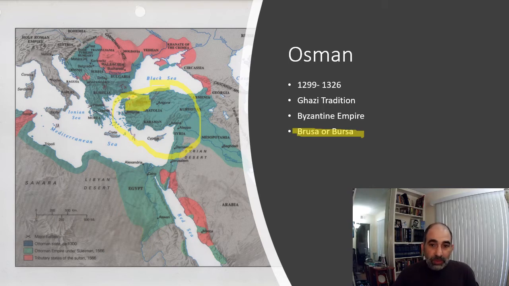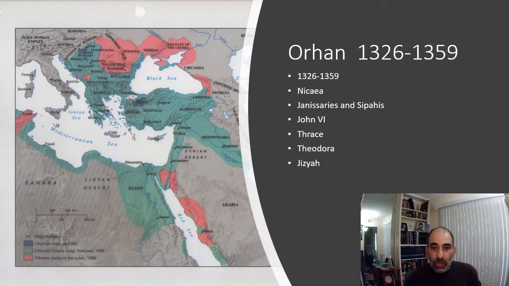So now what? Well, Osman's going to die, and when he dies, he's going to be replaced by his son. And what we do see in Ottoman history is, for the most part, not always, a father-to-son inheritance system, especially in the early years. So who is his son? Well, his son is named Orhan. And Orhan, as you can see here, 1326 to 1359. Again, you don't need to memorize the dates or anything. He's going to continue the expansion of the Byzantine Empire.